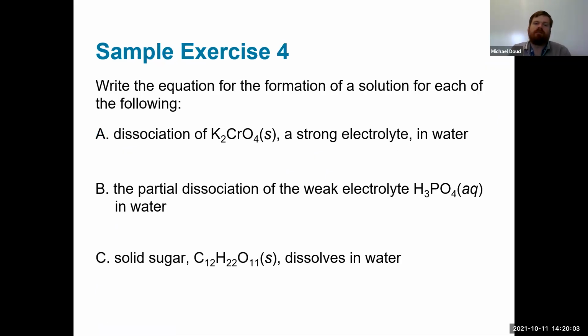Okay, next up, let's go ahead and write the equation for the formation of a solution of each of the following. Give me the dissociation reaction for potassium chromate, then the partial dissociation for a weak electrolyte, that is phosphoric acid, and then finally, when solid sugar dissolves in water, what does it form? And I just want to point out again, sugar is a non-electrolyte, so that should help you as you go through your notes. So go ahead and pause the video here, and when you come back, we'll take a look at the answers.